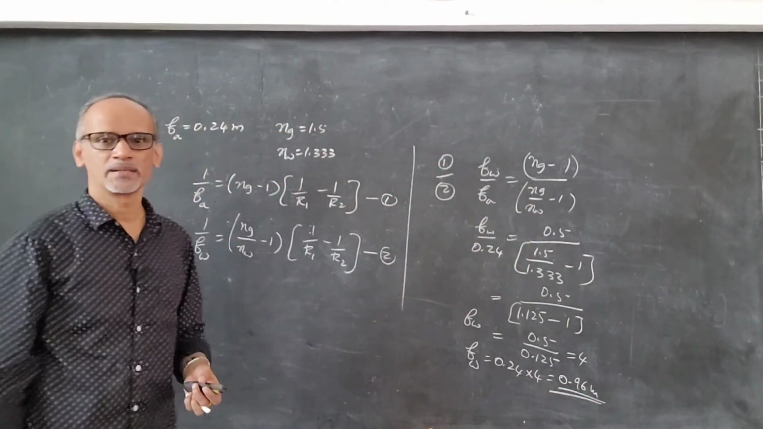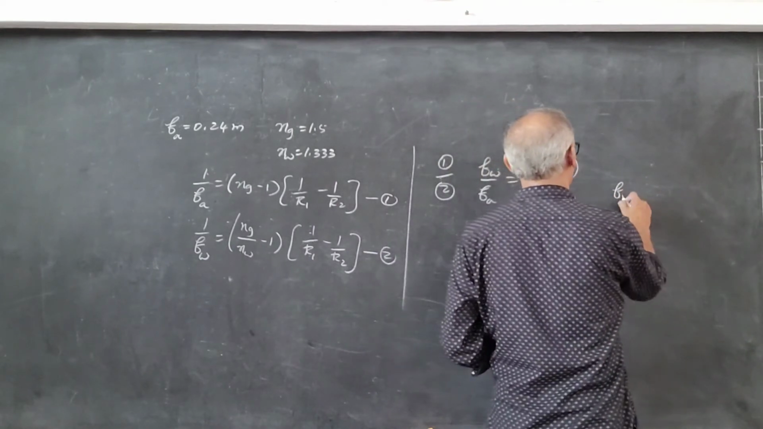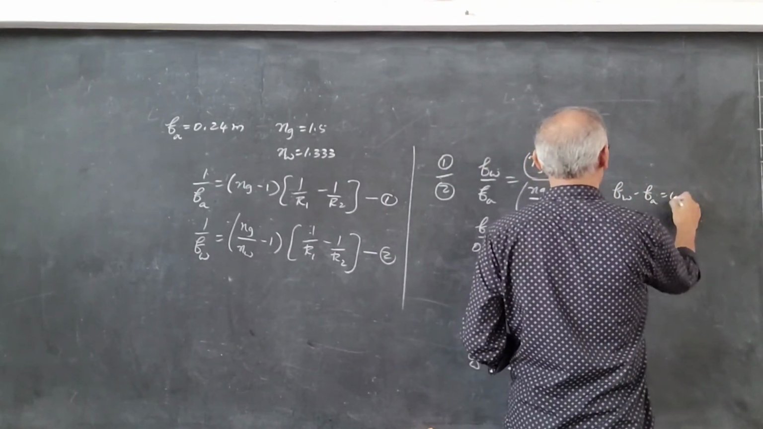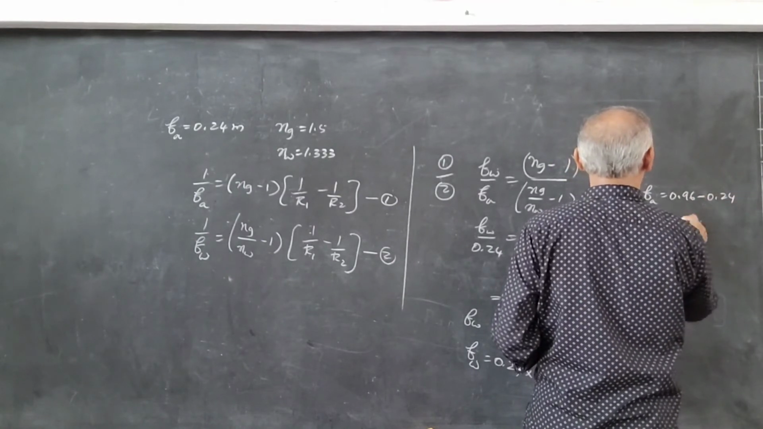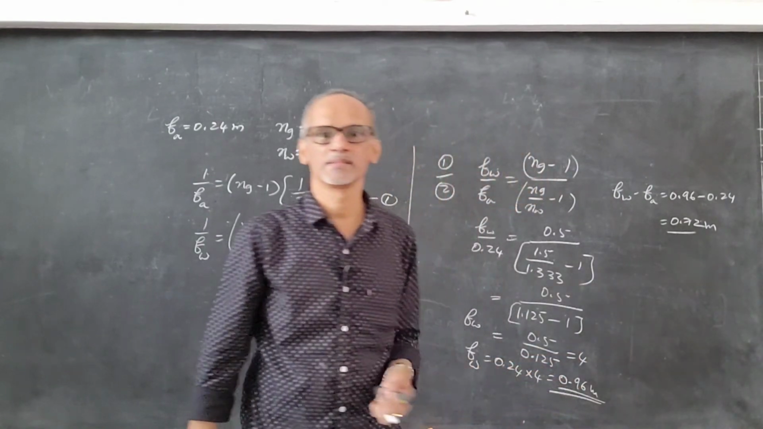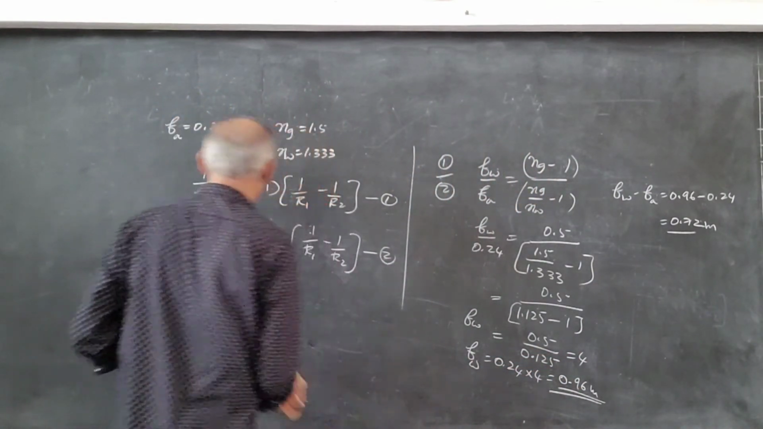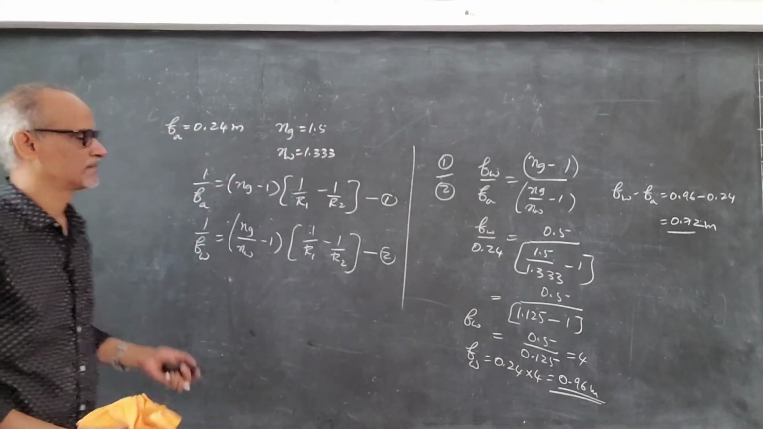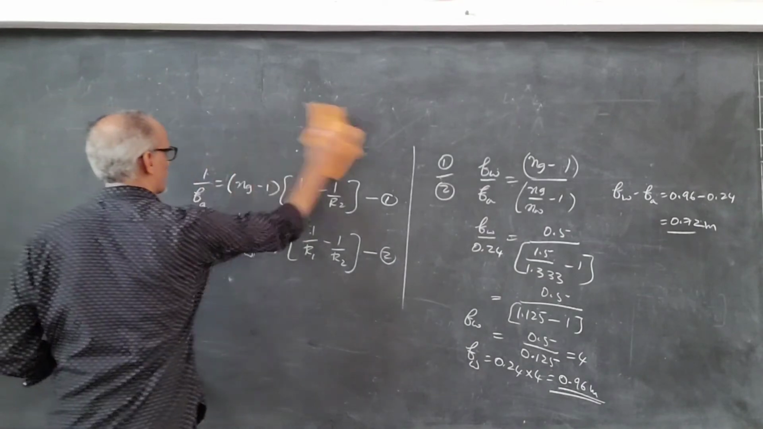But they have asked what is the change in the focal length. Therefore we have to find Fw minus Fa, which is 0.96 minus 0.24, which is 0.72 meter. That is the final answer. Hope you have understood. It is a similar problem to the one we solved, and again it is from the examination.